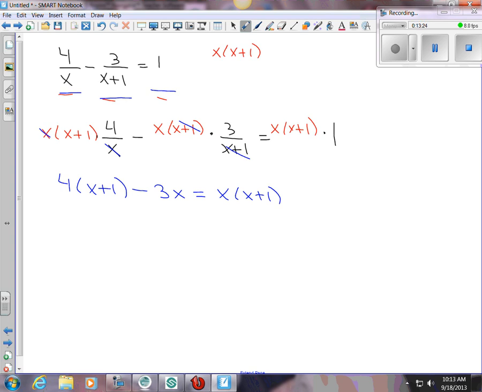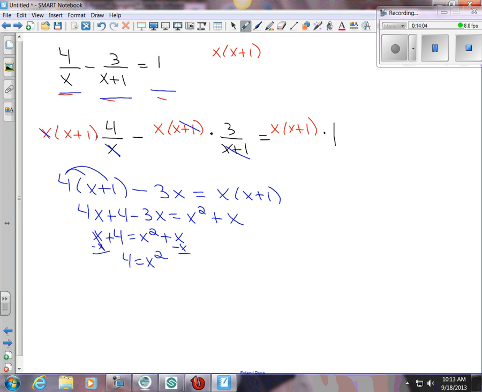What do we do now? Good. 4x plus 4 minus 3x, x squared plus x. All right. We can have x plus 4 equals x squared plus x. That's fine. Subtract the x. What happens when I subtract the x? Yep. 4 equals x squared.